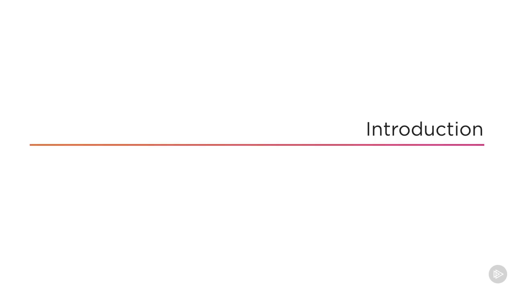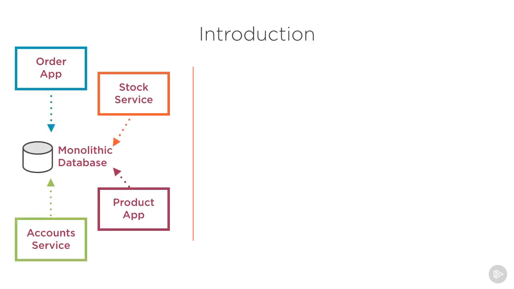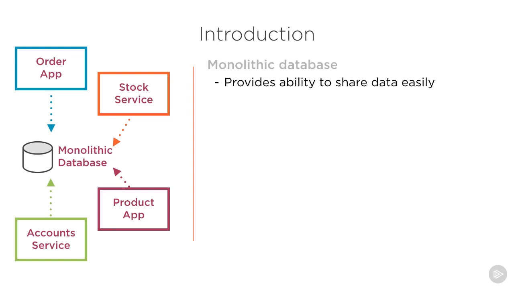Okay, so before we look at how to split a monolithic database across a microservices architecture, let's quickly define what a monolithic database is. As the name suggests, a monolithic database is a large database featuring many tables, and it's probably a database which has grown large over time, with many applications and services accessing it in order to share data.